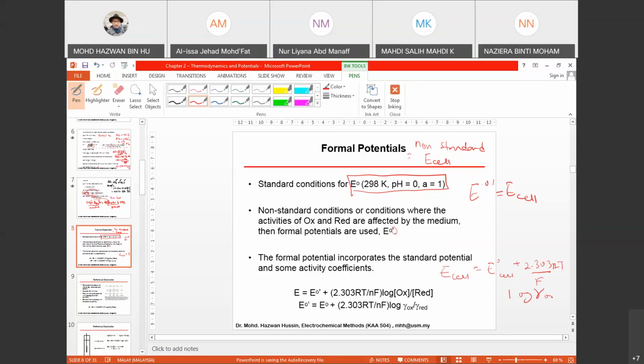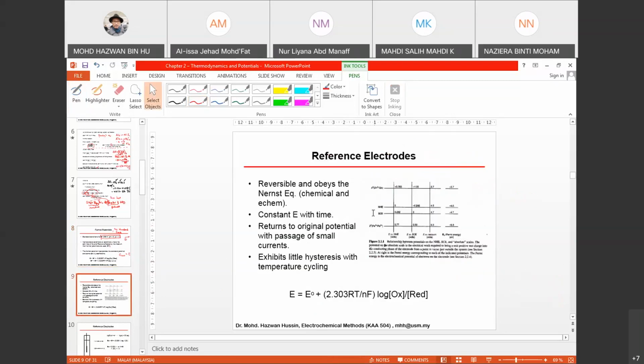Gamma oxidant or activity, gamma reduction. So the reference electrode is normally used as a reference to check what the potential values will be. That will be the function of the reference electrode, because as I said earlier in the previous lecture, the reference electrode is used to measure what?